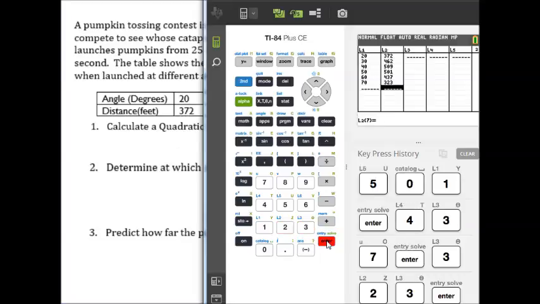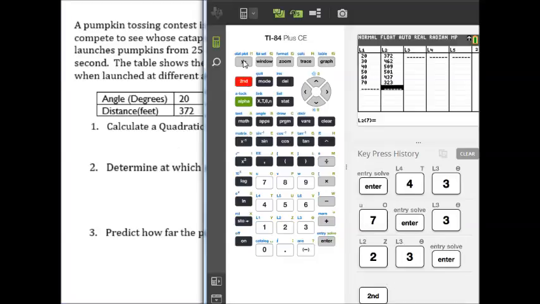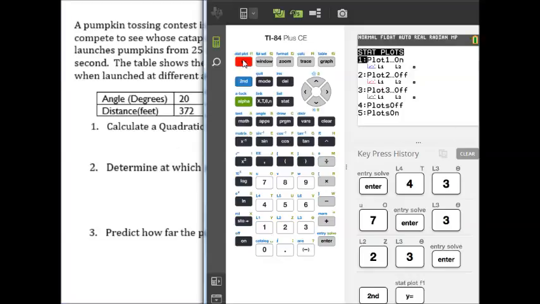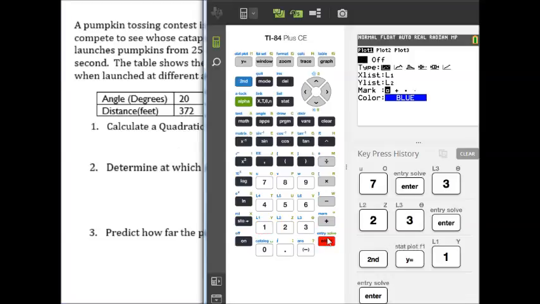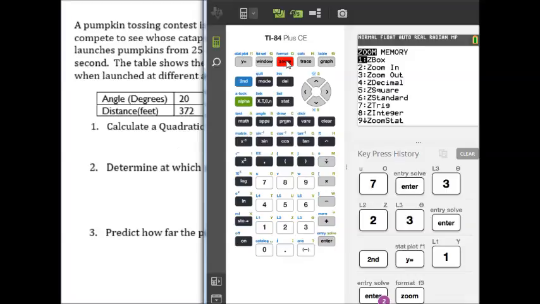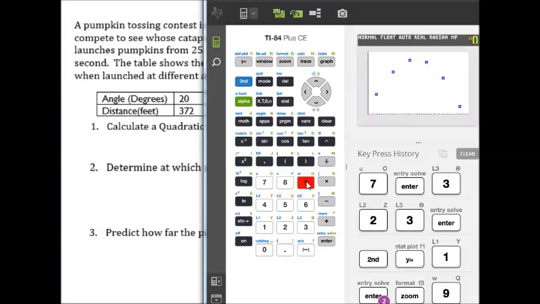Always take a look at your table again when you're done putting the values in, just to make sure that you didn't miss a value or even put the number in wrong. Now we're going to look at what the scatter plot looks like. Second y is equal to, well, we know the plot is already on, but just because we did it before, and going into zoom 9 will now show us.